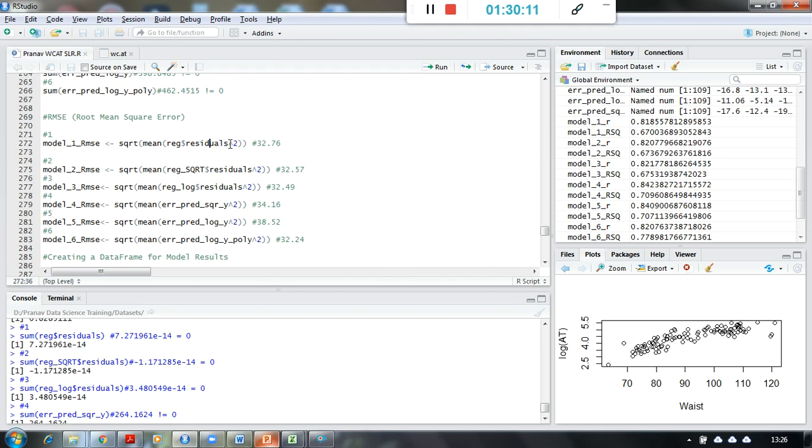When I square the residuals, or errors, which I have stored, I get 109 squared values. So when I take the average of those 109 values, I get only one value, because the average of 109 values will be one value, whatever it may be.